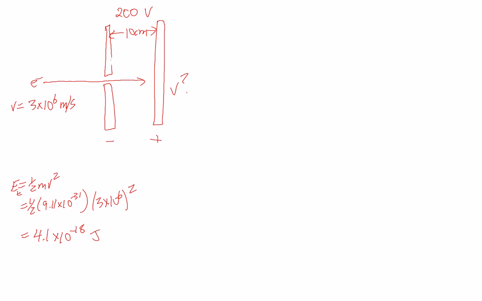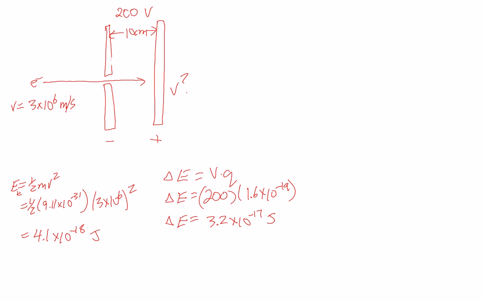So now what we got to do is figure out, okay, how much energy is it going to gain as it goes through the plates. So we need to do that. So we have to use our energy equals voltage times Q. So we have 200 volts times our charge, sorry, not 3 to the 6, 1.6 times 10 to the negative 19. So we want to figure that part out. So we get an answer of 3.2 times 10 to the negative 17 joules.